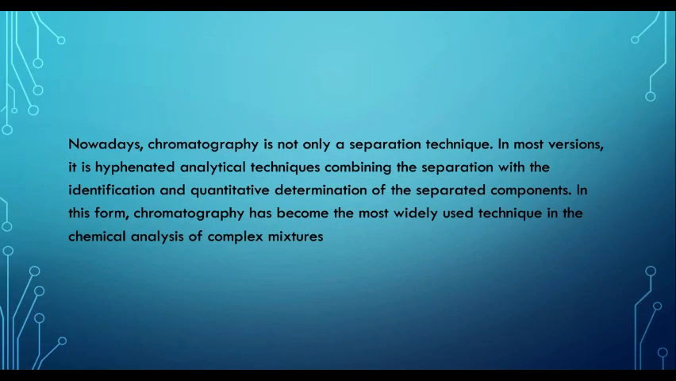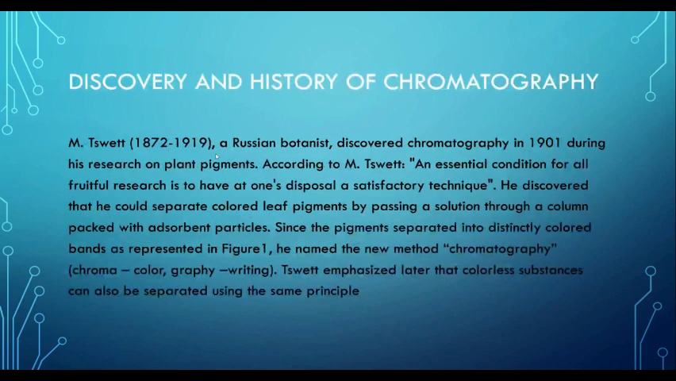A Russian botanist, Tswett, discovered chromatography in 1901 during his research on plant pigments. He discovered that he could separate colored leaf pigments by passing a solution through a column packed with adsorbent particles. He named the new method chromatography, and emphasized later that colorless substances can also be separated using the same principle.